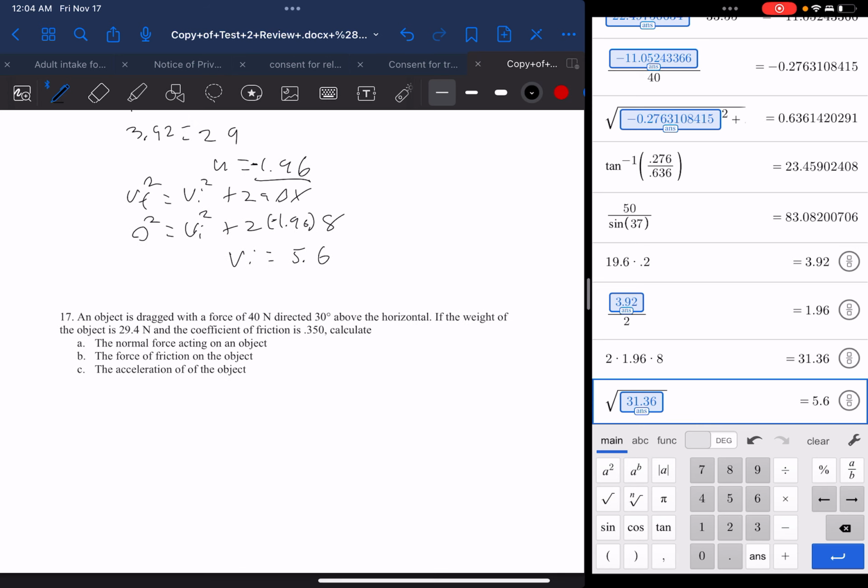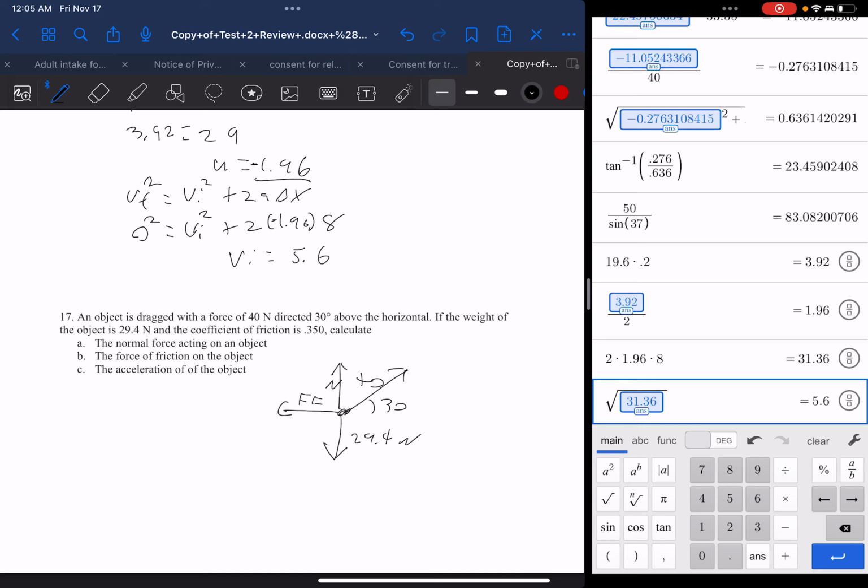An object is dragged with a force of 40 newtons directed 30 degrees above the horizontal. If the weight of the object is 29.4 N, and the coefficient of friction is 0.35, calculate the normal force acting on the object, that's N, the force of friction acting on the object, and the acceleration of the object.